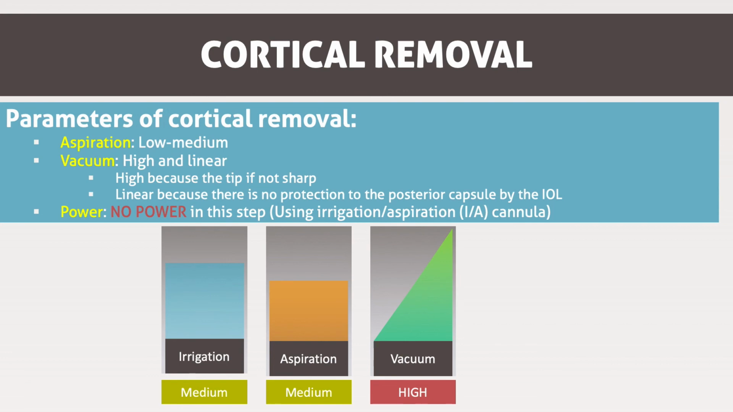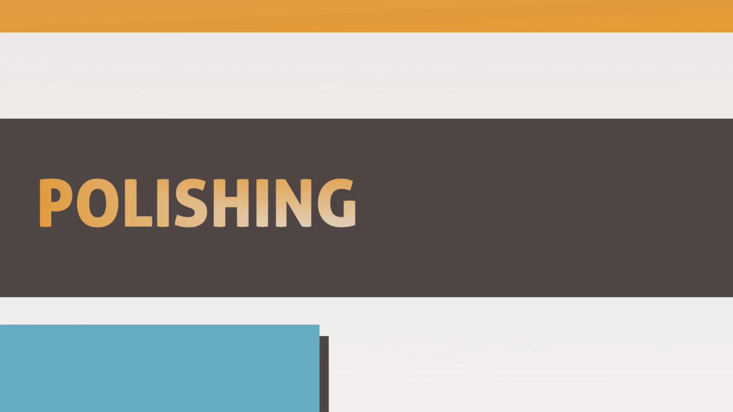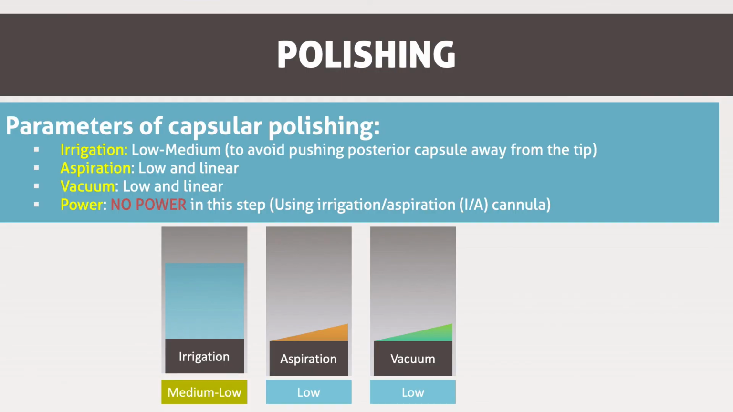Back to the parameters, aspiration should also be low to medium, vacuum should be high and linear. High because the tip is not sharp, linear because there is no protection to the posterior capsule by IOL or epinucleus. Polishing: during polishing, all parameters should be low to medium and linear. In this step, we will remove only very scanty cortical material.